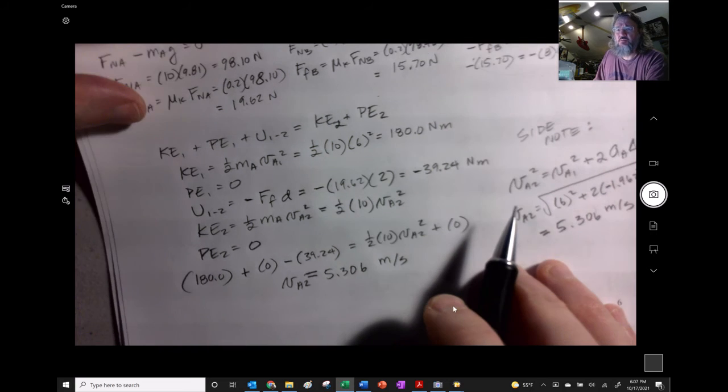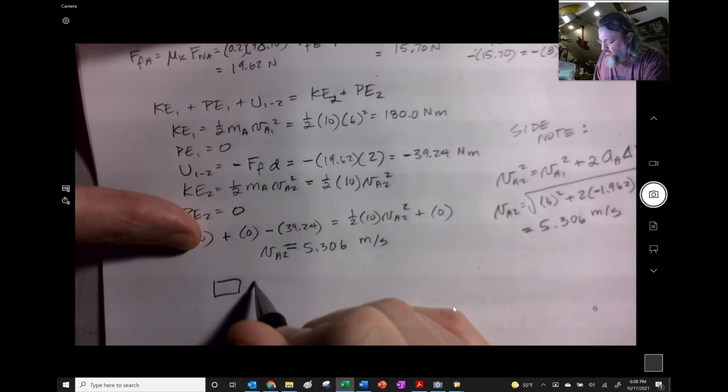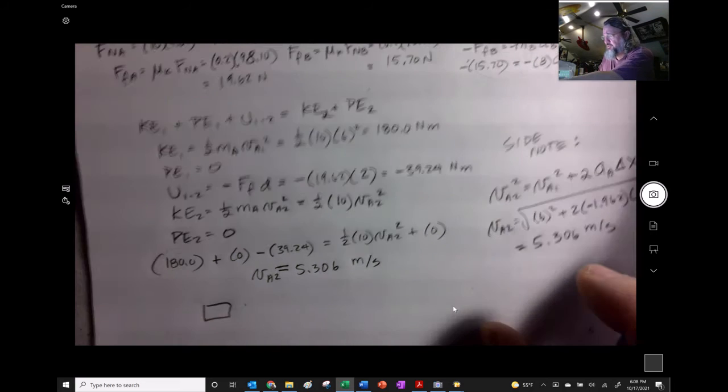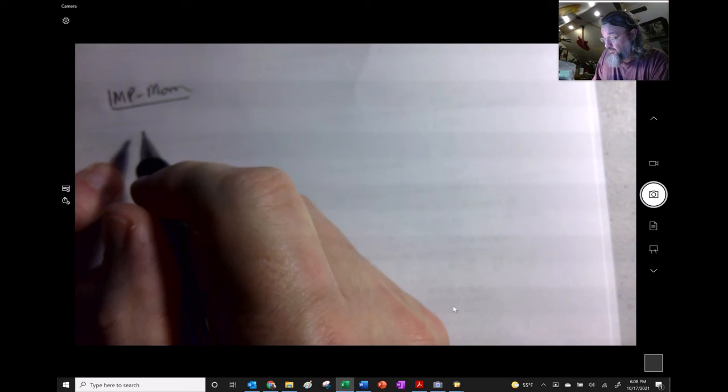All right, now I want to have a collision. We want to go, I'm going to use the other side of this right here. So let me go to a fresh page right here. So I'm going to go with my impulse and momentum, my imp mom, if you will, and write this thing out.